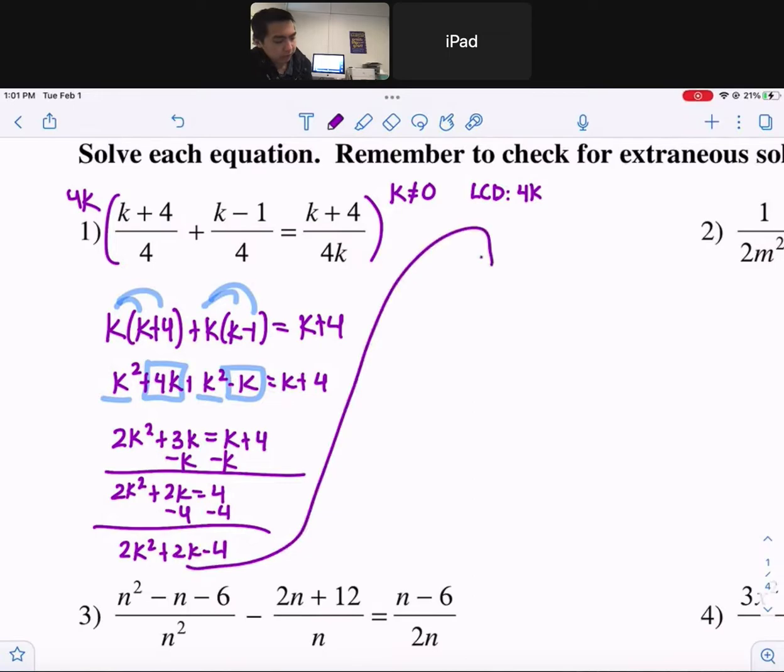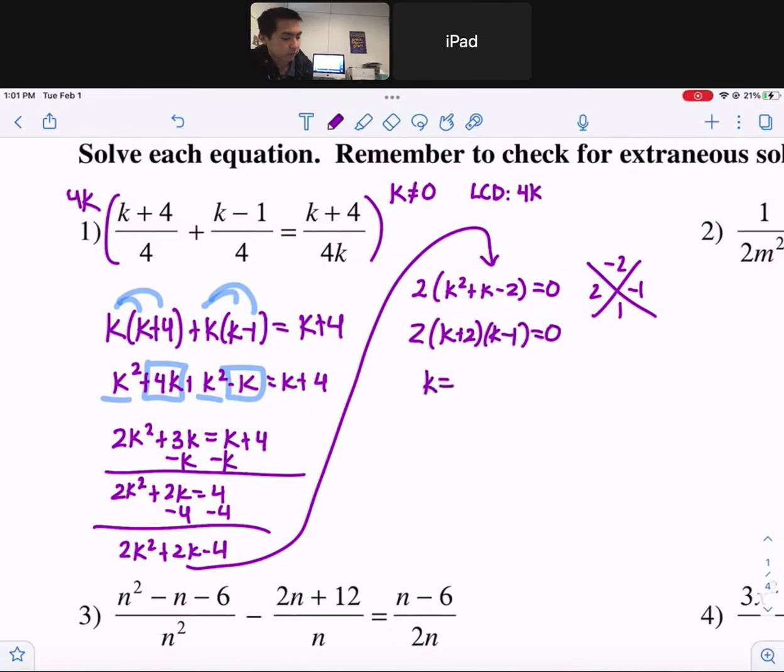Now, one thing we can do is factor out a 2 from each term. And then we can solve for this by factoring using your x method. So we're going to get 2 and negative 1. So k plus 2 times k minus 1 equals 0. So for this one, k equals negative 2, and k equals 1. And those will be your two answers. Always make sure it doesn't coincide with this, right?